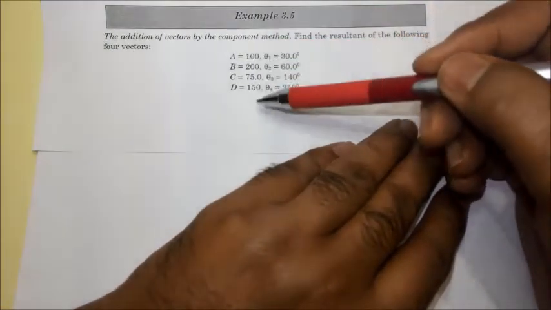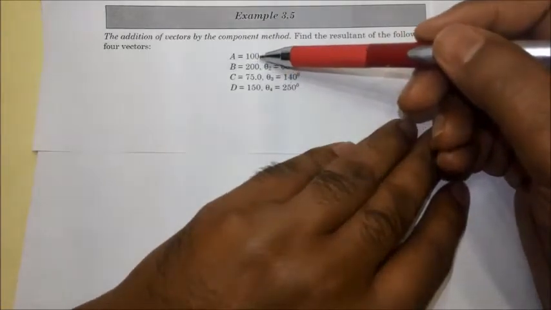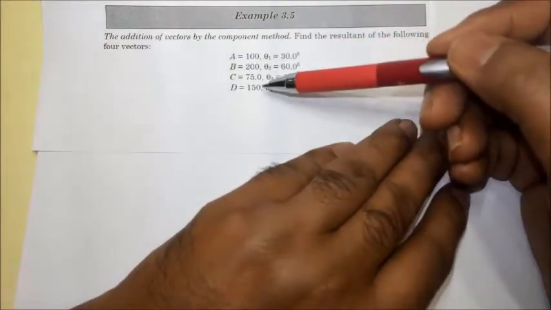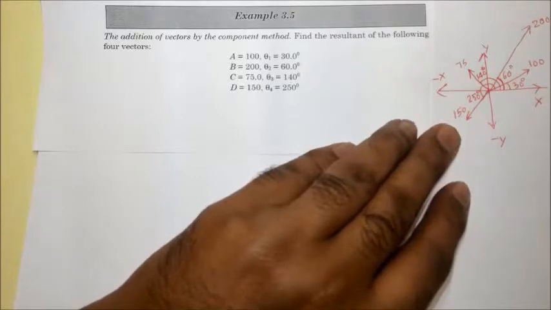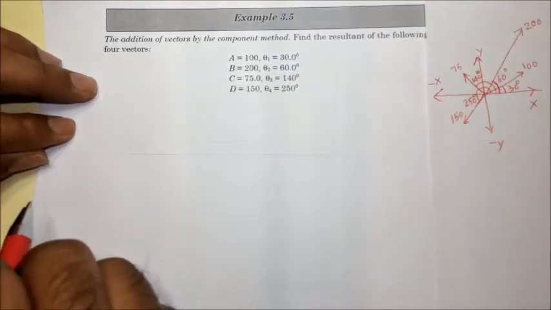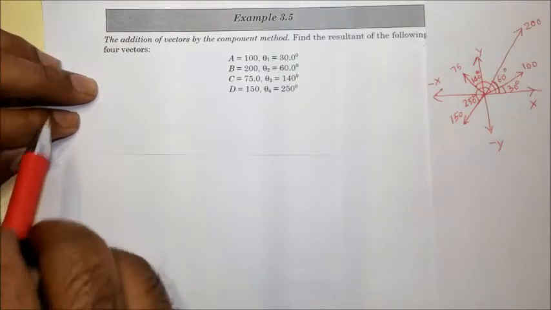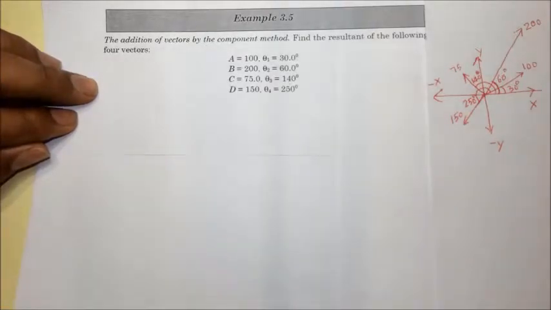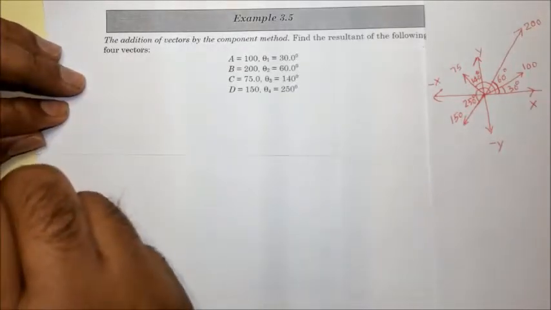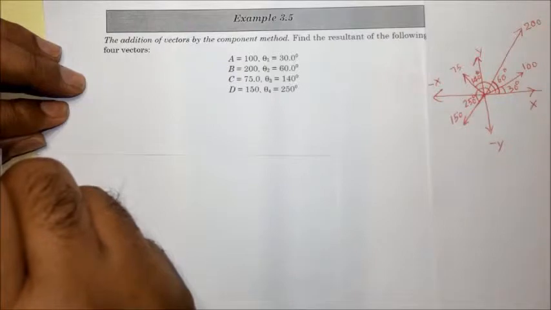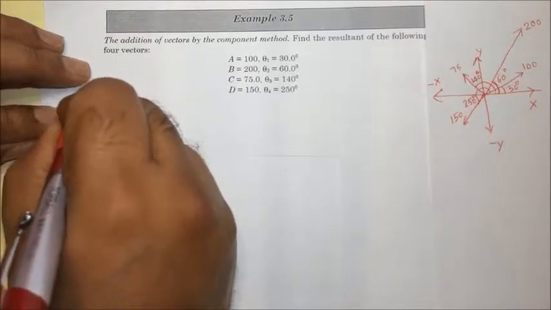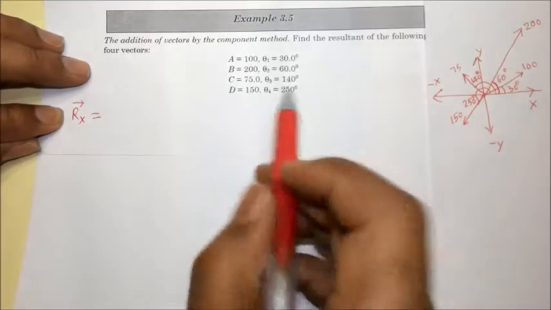See here, there are no units given. You know, if there is meter, this could be a displacement. If this is Newton, these vectors could be a force. Alright. You remember how to find resultant of vectors using component method? The first step is to take x component of all vectors and combine them together. So Rx is sum of x component of all vectors.